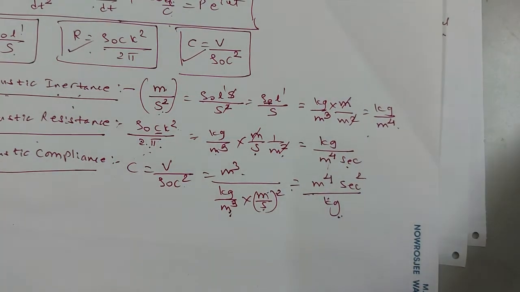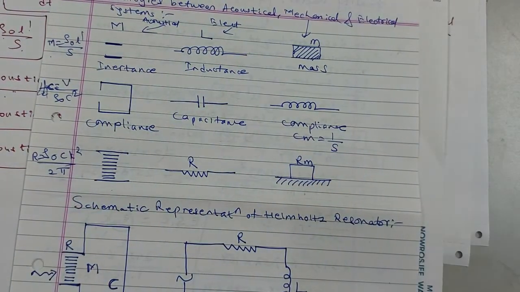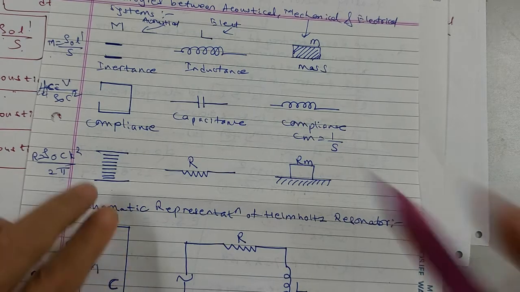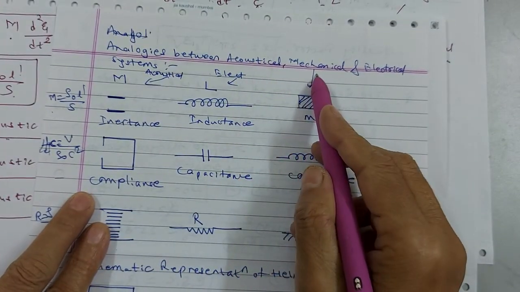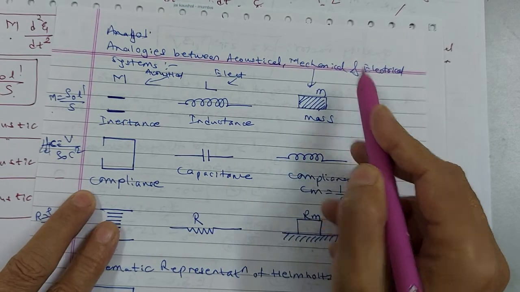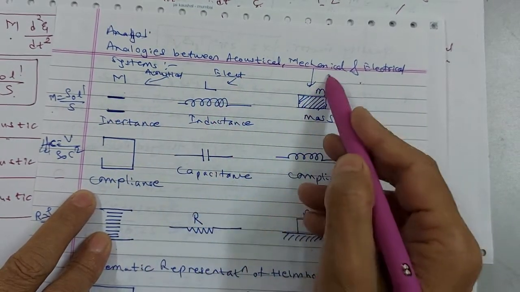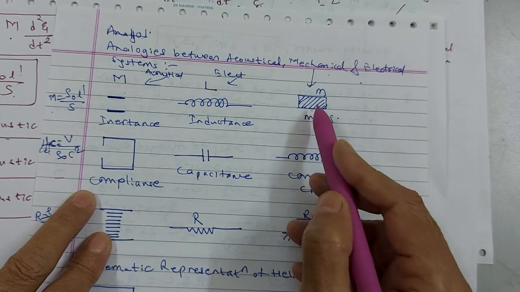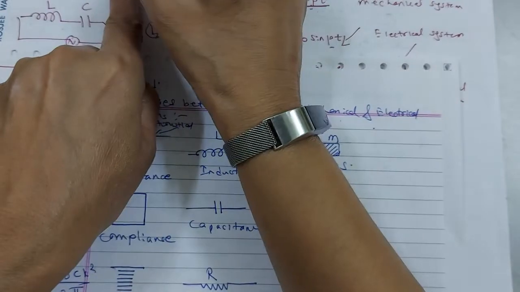So I just show a paper over here. This is my analogies between acoustical, mechanical and electrical. Okay, so this is my acoustical system, electrical system, mechanical system. Mechanical system, as I mentioned earlier, I just showed you the mass which was shown over here.